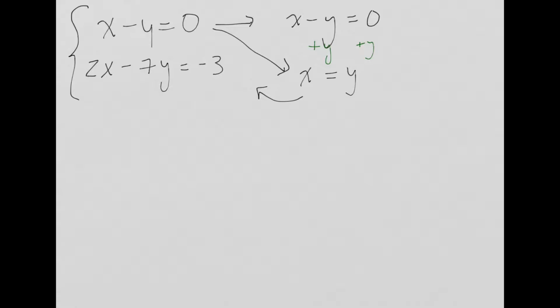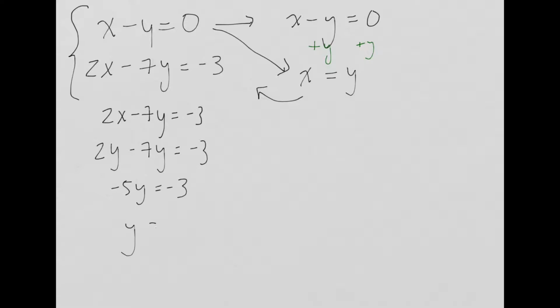So everywhere I see an x in my second equation, so my second equation was 2x minus 7y equals negative 3. Everywhere I see an x, I'm going to plug in a y, because they're equal. So my equation is now 2y minus 7y equals negative 3. Now solve this for y. That's why we spent so much time on linear equations. Solve this for y. So 2y minus 7y, that's negative 5y's. Now what do we do? Divide by that negative 5, so I get 3/5.